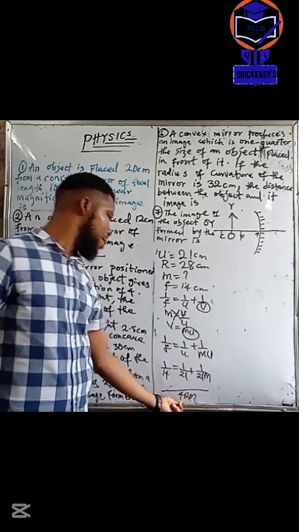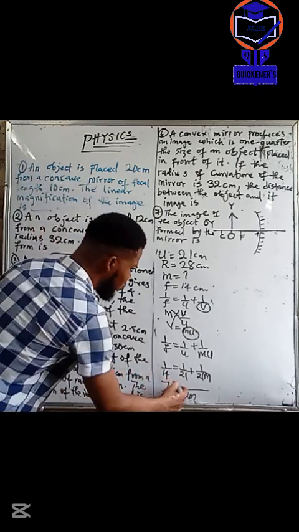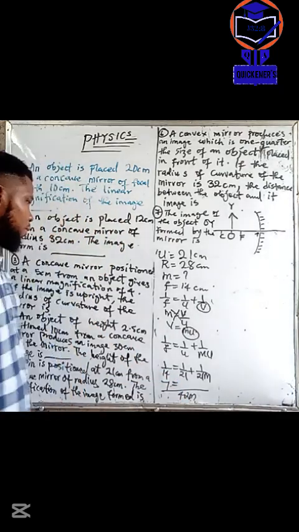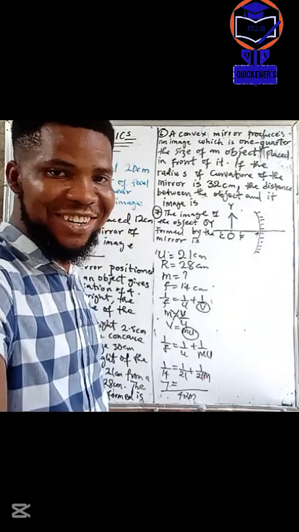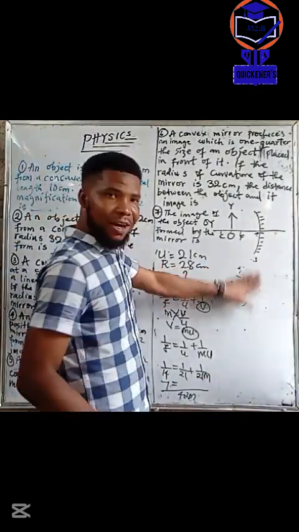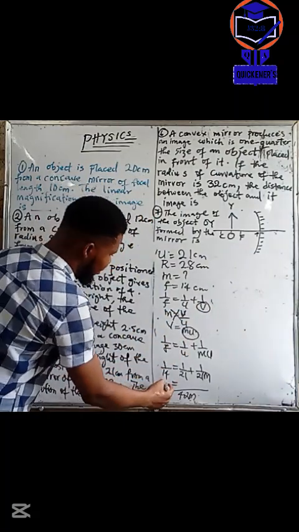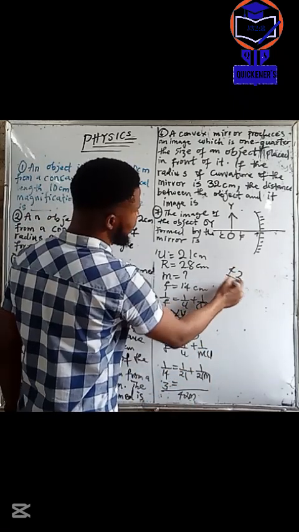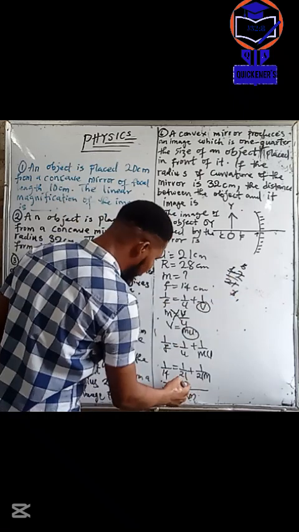Now 42m divided by 14 will give you 3. Wait, I want to be sure that my calculation is correct. Alright, so it's not 7, this is 3. Now 42 divided by 21 is 2. So this one is 2.